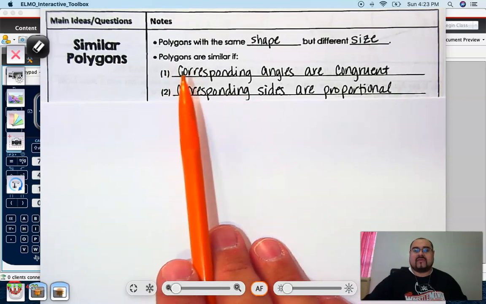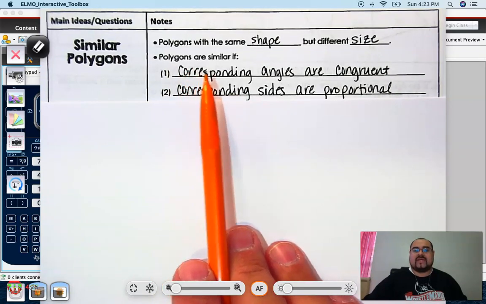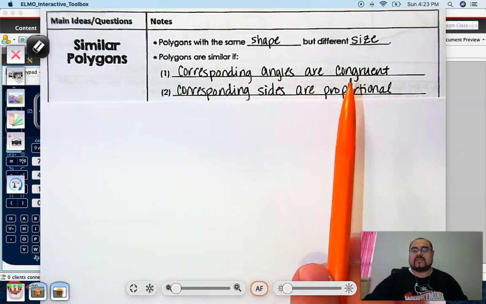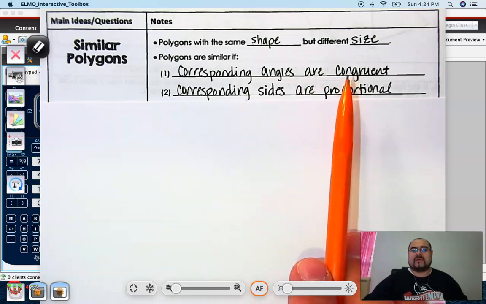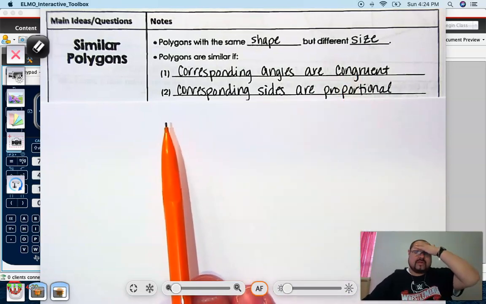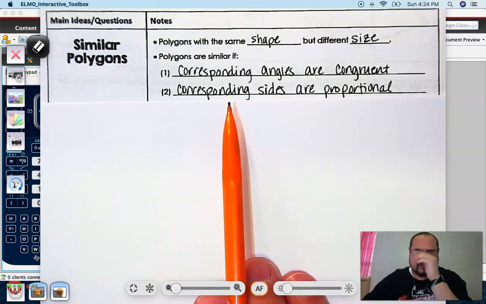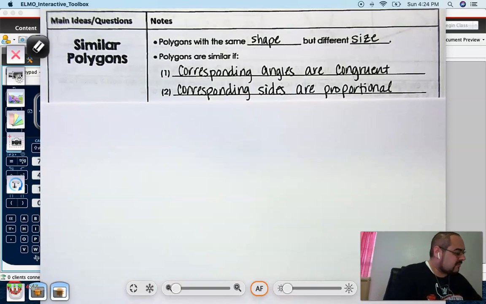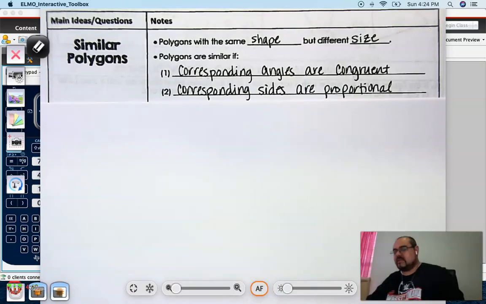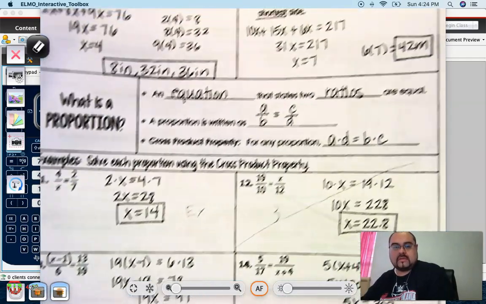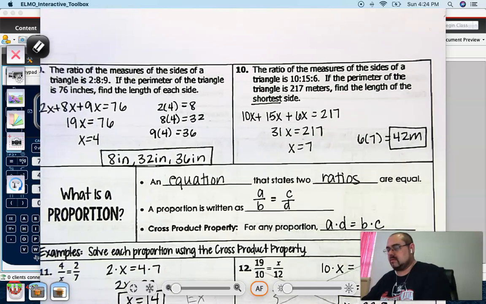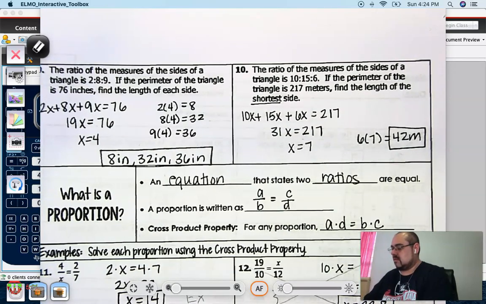Two things have to be met in order for polygons to be similar. Number one, they have to have congruent corresponding angles. What does that mean? That means that all the corresponding angles are equal to each other. Number two, all corresponding sides are proportional. What does that mean? Proportionality, in case you've forgotten, simply means this.